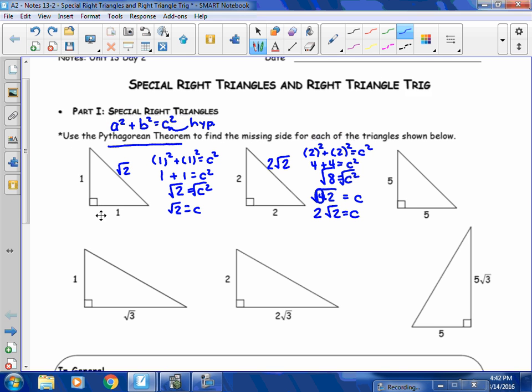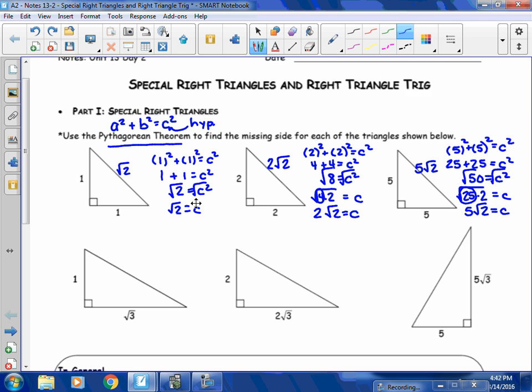All right, now look at what we got for the first one. Look at what we got for the second one. There's a pattern here. Make a guess of what you think the third one's going to be. All right, let's see if your guess is right. Here's 5 squared plus 5 squared equals c squared. So 25 plus 25 equals c squared. 50 equals c squared. Take the square root. And c is radical 50, but again, we can break that down. This is really 25 times 2. So that 25 is going to come out as 5, leaving me with radical 2. So there's 5 radical 2.